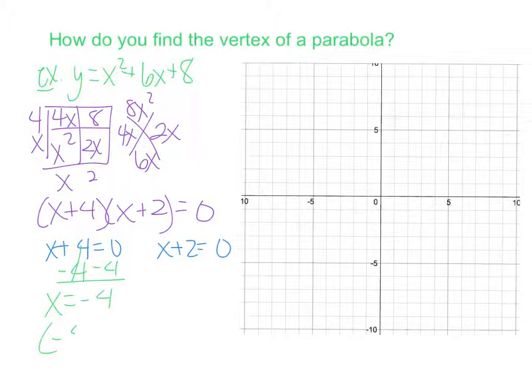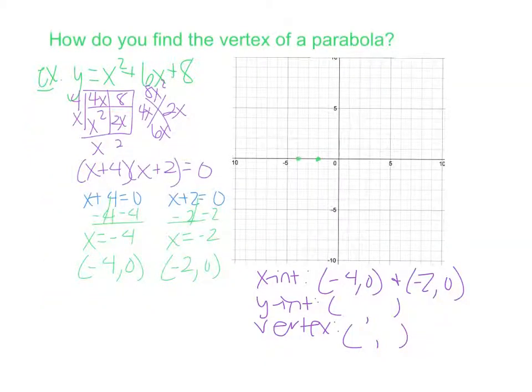So one of our x-intercepts is negative 4 comma 0, which I'm going to plot on my graph. The other factor, we're going to subtract 2 from both sides, so x is equal to negative 2. So the other x-intercept is negative 2, 0. So we're going to plot those 2 points on our graph.